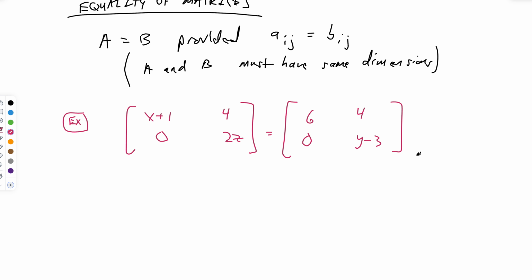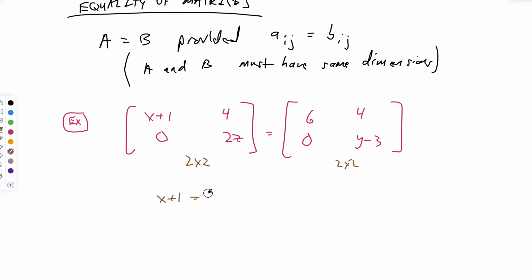So I have some x, some y, and some z value. I would love to determine what x, y, and z are to guarantee that these matrices are going to be equal to one another. In order for this to be true, like we said, every entry has to be equal because these are 2 by 2s. So this is a 2 by 2, this is a 2 by 2. I know at least they're the same dimensions, so I can start to compare.